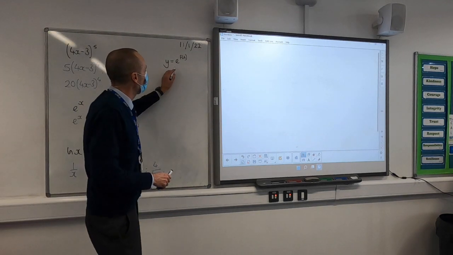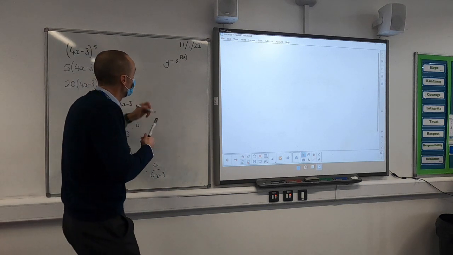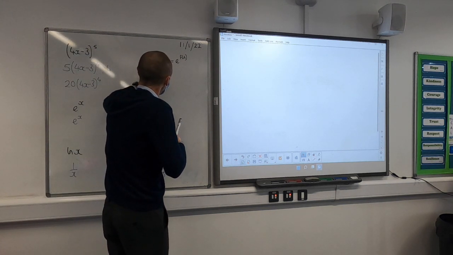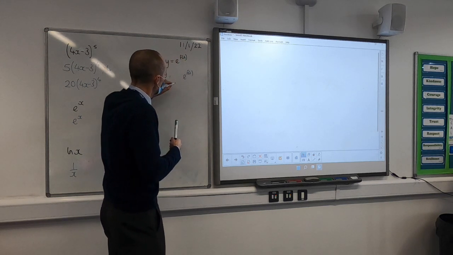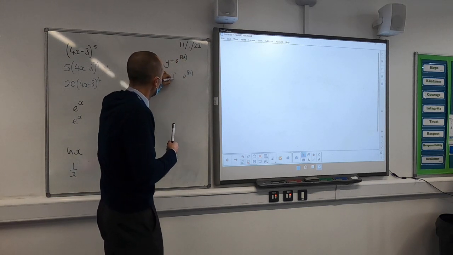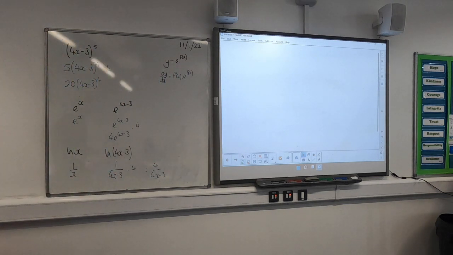If we've got y equals e to the power of some function of x, then dy by dx is that multiplied by what you get when you differentiate that. So I'm going to put it in front, could put it afterwards. So it's the differential of the power multiplied by e to the power of that thing unchanged.